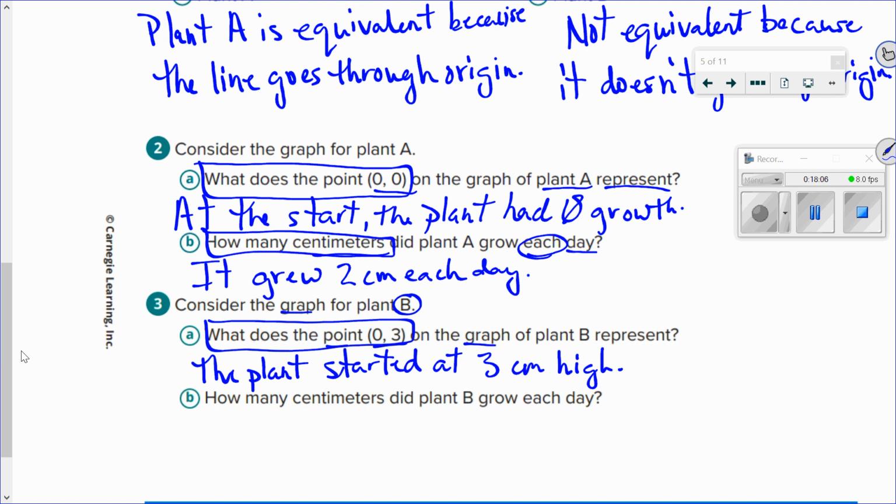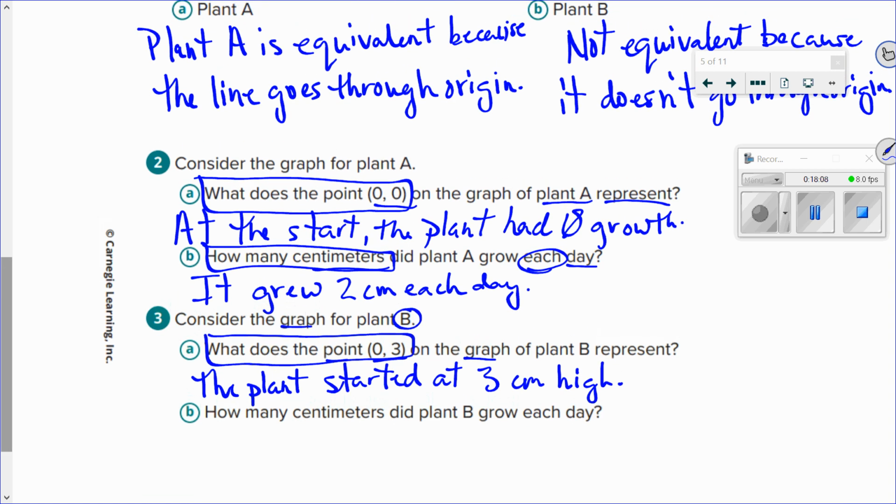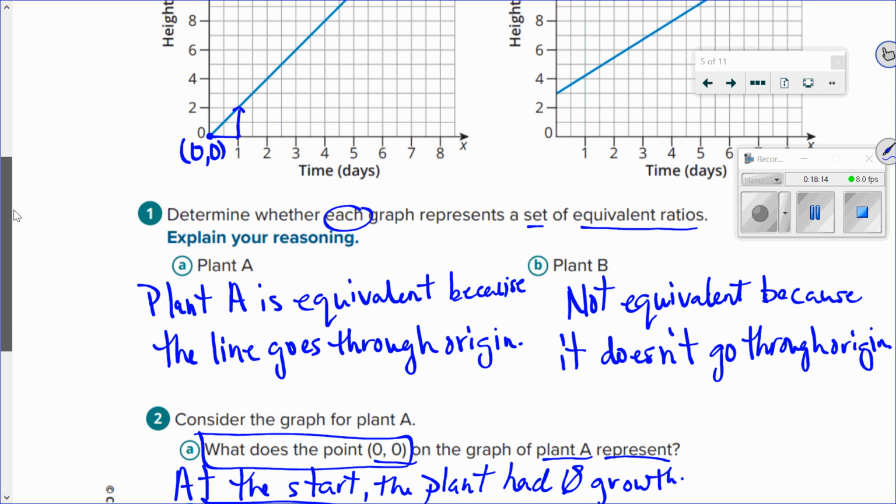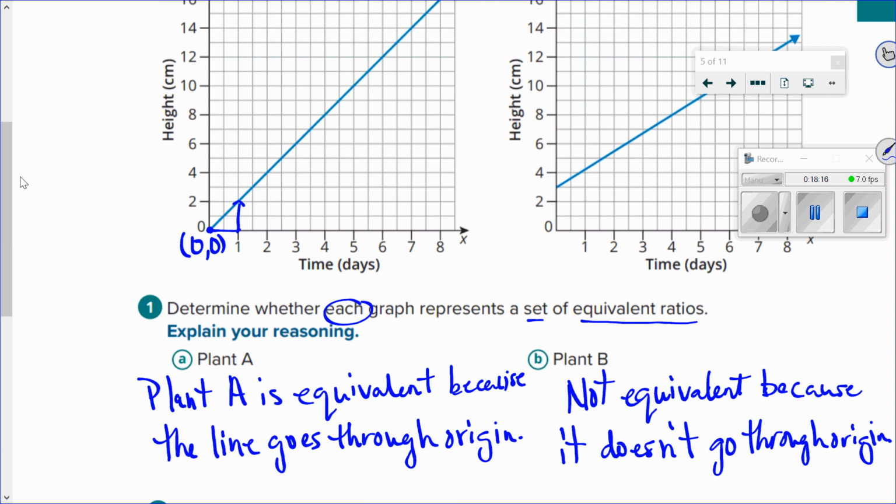Okay, and then after that, how many centimeters did plant B grow each day? How'd you get that one, Legend? Because if I start here at 3, I go over 1. Did it go exactly? Is that right on that dot? No, it's 1 centimeter and a little bit more.